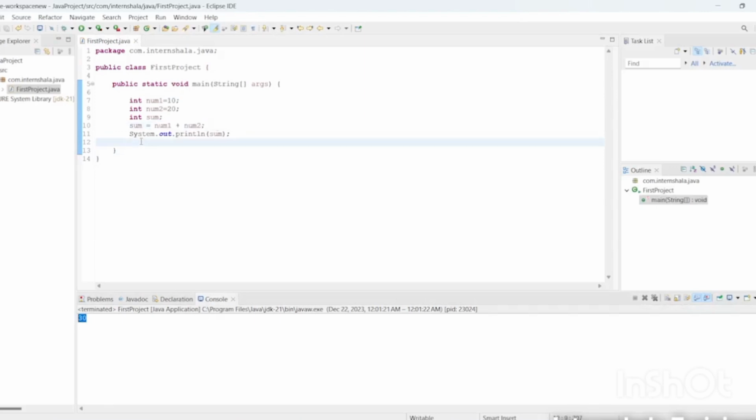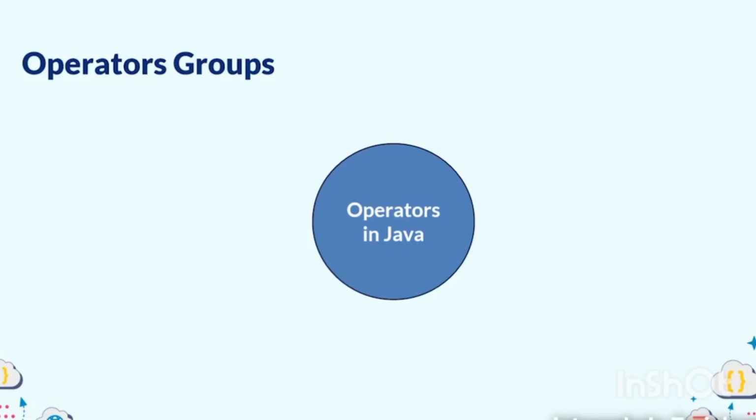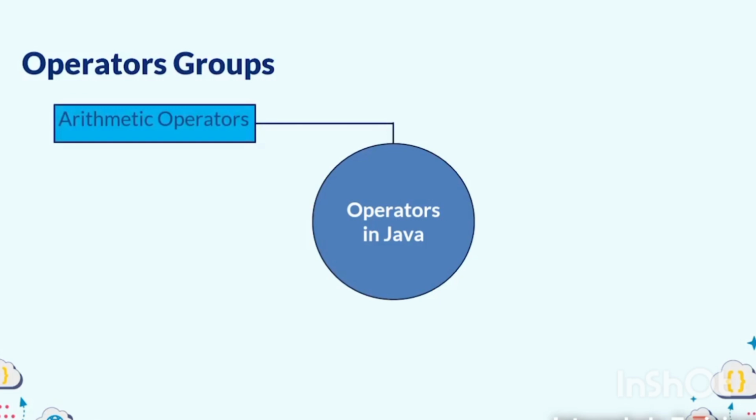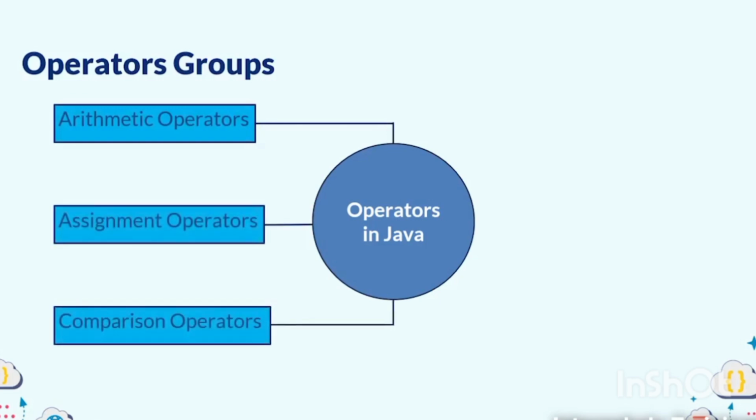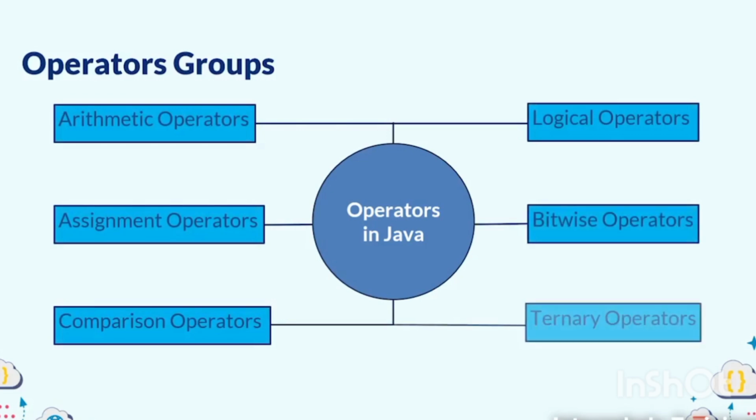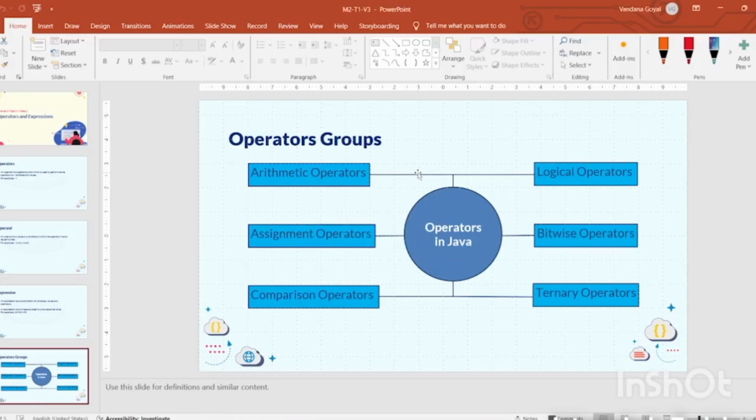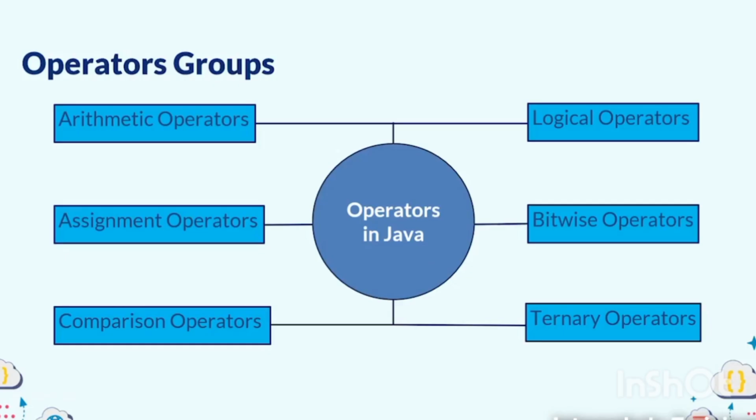Now in Java, there are multiple operators and we can divide these operators into different operator groups. Let's check those operator groups. So we have arithmetic operators, assignment operators, comparison operators, logical operators, bitwise operators, and ternary operators in Java. After learning about operators, operands, and expressions, in the next video, we will learn about each of these operator groups in detail.